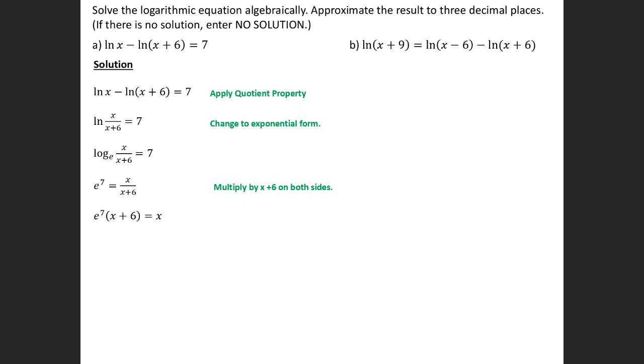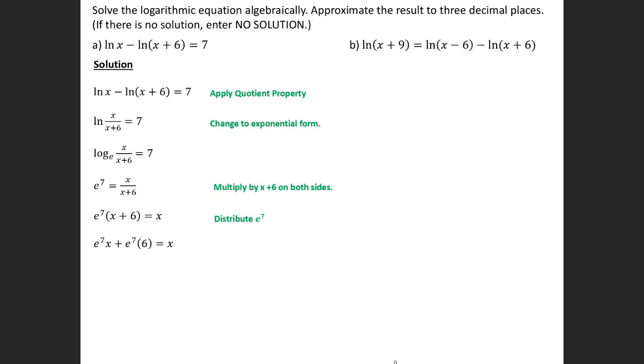So again, e to the 7th times (x plus 6) is equal to x. And this x just keeps getting trapped in there, so we need to make it free. We can do that by distributing e to the 7th in here to the parentheses. So we're going to have e to the 7th times x and e to the 7th times 6. Okay, so we get e to the 7 x plus e to the 7 times 6.